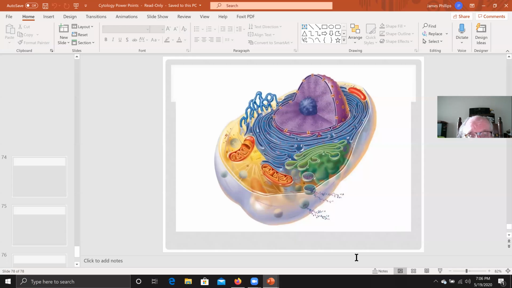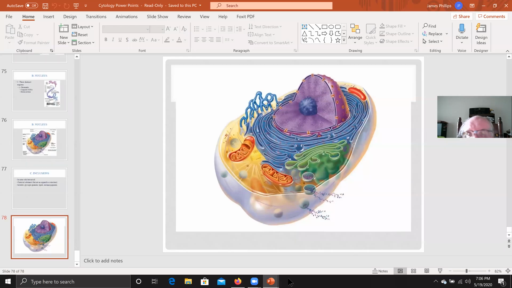And that's a cell. So let me get out of this. Let me turn everybody's mic, unmute all.